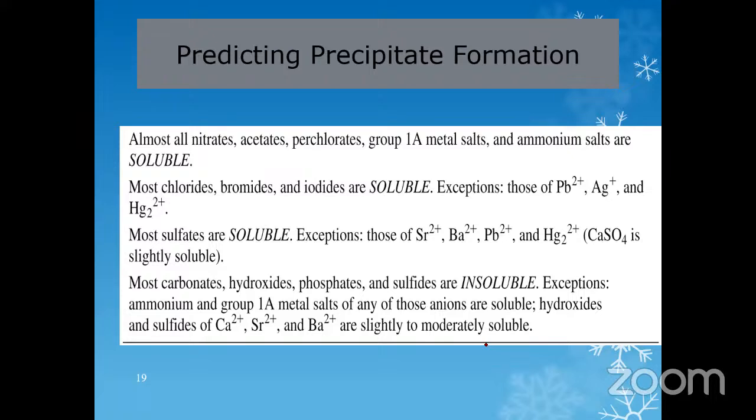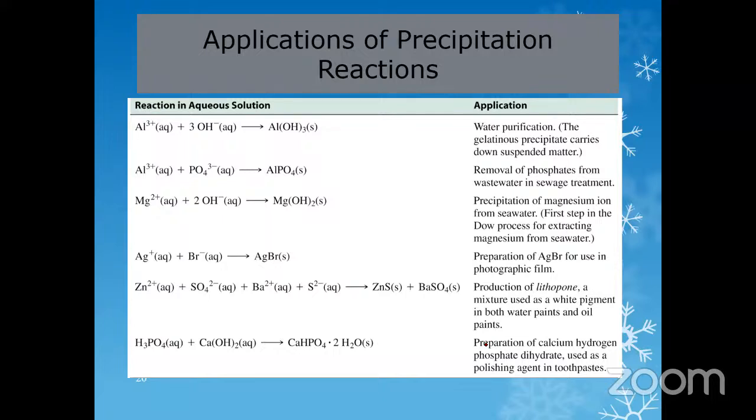And the next slide I'm about to show you gives you some examples of precipitation reactions and their application, right? So for example, in the case of the first one, the reaction between aluminum ions and hydroxide ions to form aluminum hydroxide, that's an example of a precipitation reaction. And this is used for water purification, where if the water is too basic, then you can add aluminum ions to it. It forms a precipitate, and you can get rid of the suspended product, all right? And I won't go through the others. You can look at the others on your own, but these are all examples of precipitation reactions.